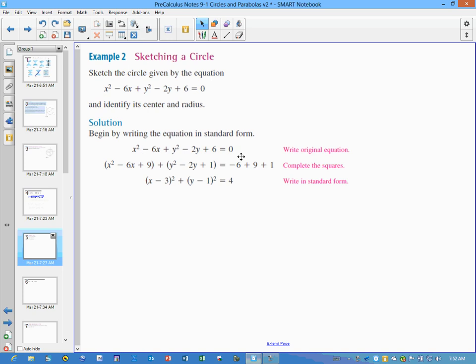We're going to take the original equation. We're going to group the x terms, group the y terms, and I'm going to take this constant and bring it to the other side, which makes it a -6.